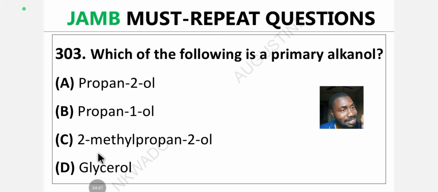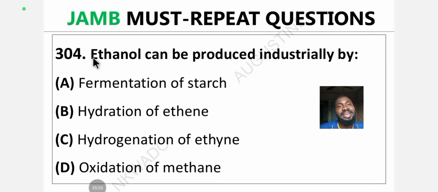Use that style. All you have to do is draw the structural formula of A, B, C, and D. Just draw the structural formulas and you get the answer. You are going to know which one is a primary alkanol, a secondary alkanol, or a tertiary alkanol. Question 304.